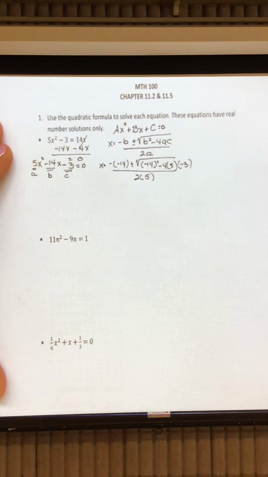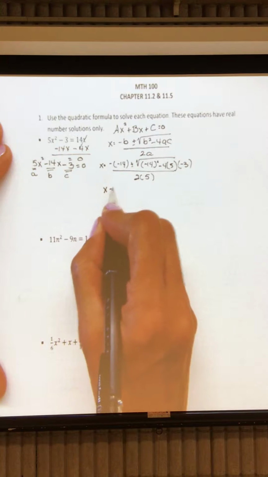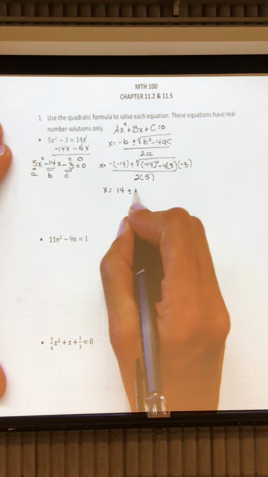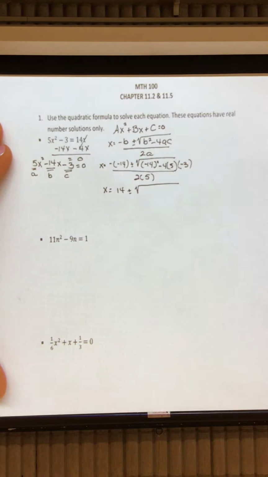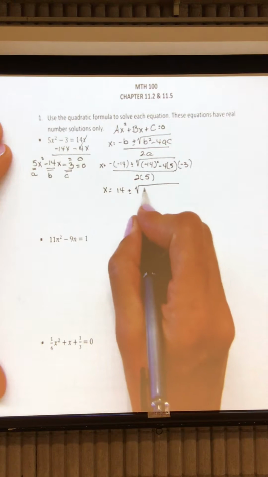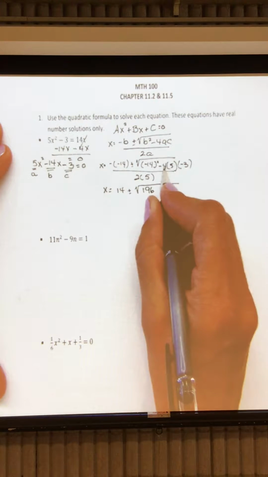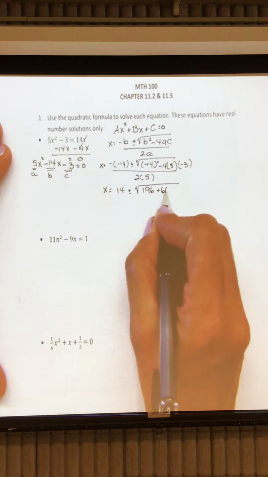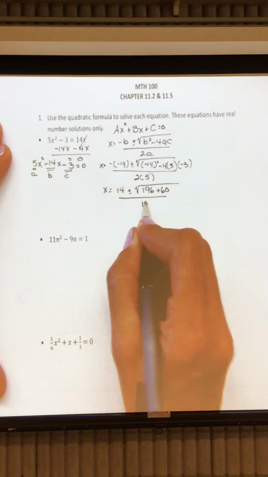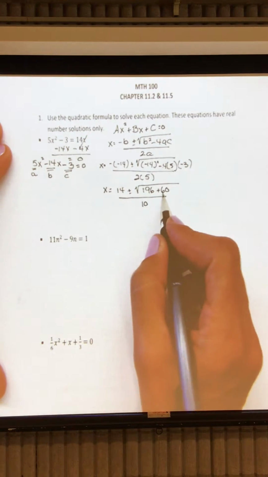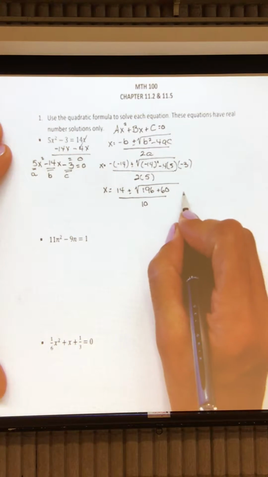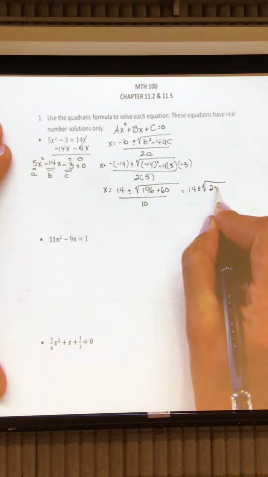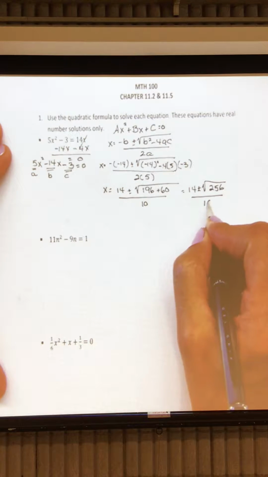So now let us solve this. A negative times a negative, like we said, is a positive 14 plus or minus square root. Negative 14 squared is 196. And then we have negative 20 times negative 3 is positive 60 all over 10. So 196 plus 60 is 256. So we have 14 plus or minus square root of 256 over 10.